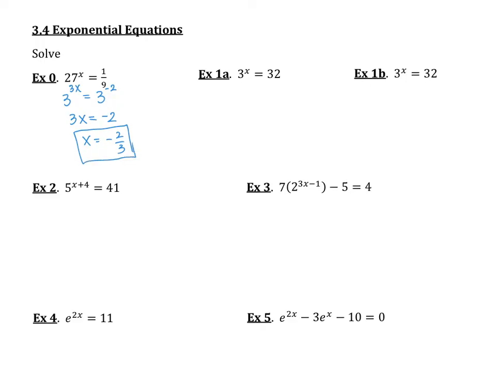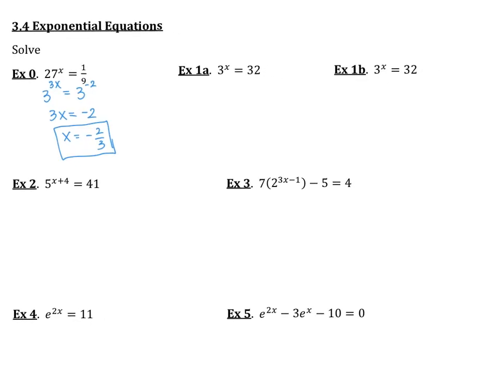Okay, now for example 1, 3 to the x equals 32. That's not going to have any kind of rational answer. So I'm going to show you two ways to solve it, depending on how you learned it last year or what you prefer. You can do it either way. They're equivalent answers. There's just more than one representation in logarithmic answers.